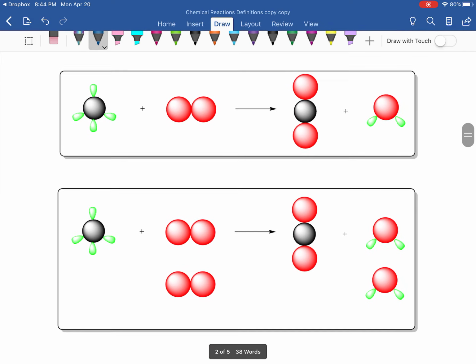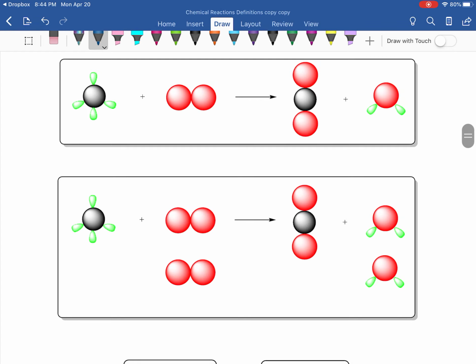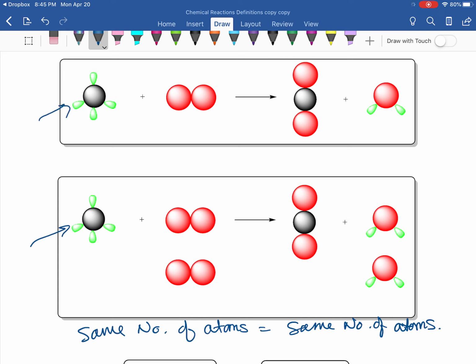So how do we actually balance this reaction then? We can tell visually that it's not balanced. So let's scroll down just a little bit and let's see how we can balance it. So what we really need is to end up with the same number of each of those atoms on both sides.